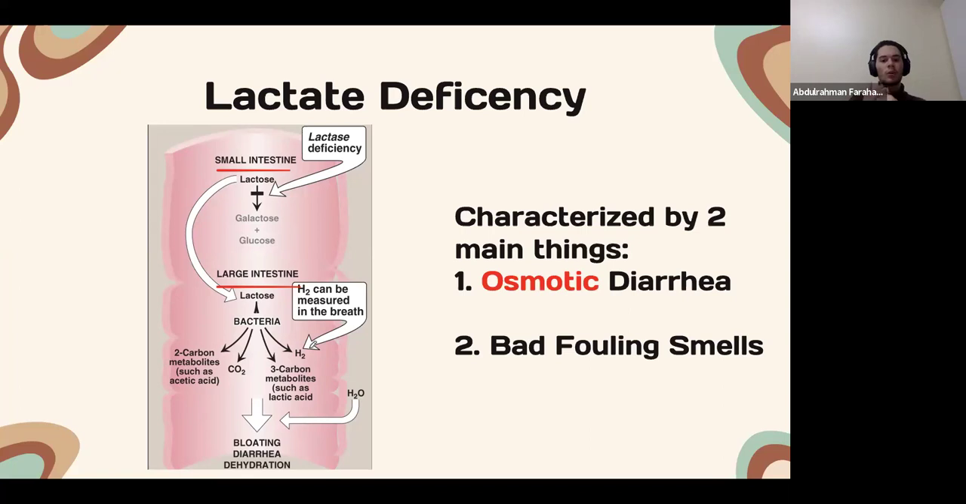And also there's a test that could be done to check if a person actually has lactase deficiency, because one of the products of lactose fermentation by bacteria is H2. And so there's the H2 breath test, where they measure the amount of H2, because this H2 would then enter into the blood vessels and diffuse into the alveoli and be excreted during expiration. So yeah, is this clear?